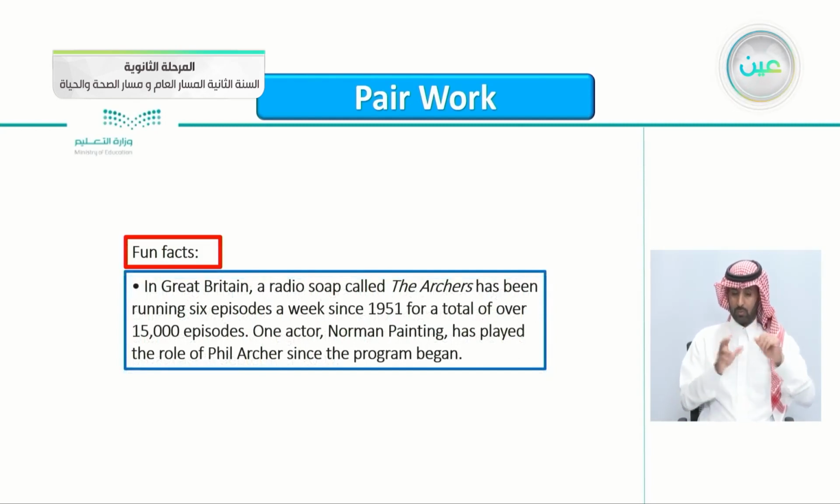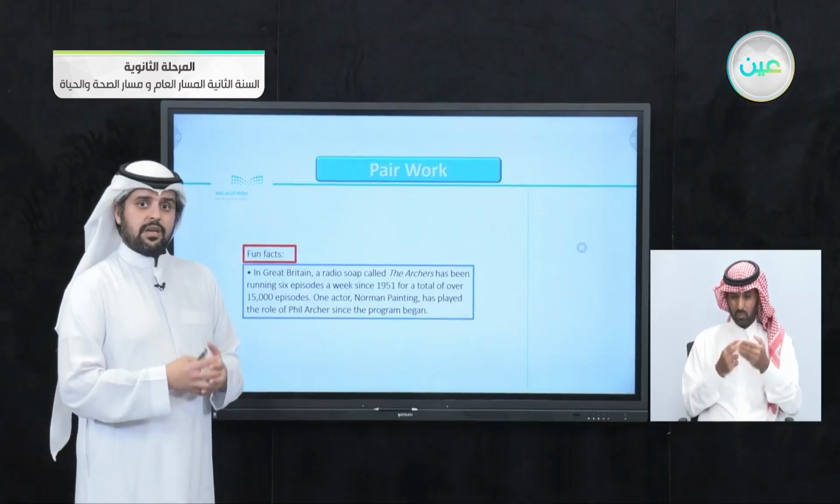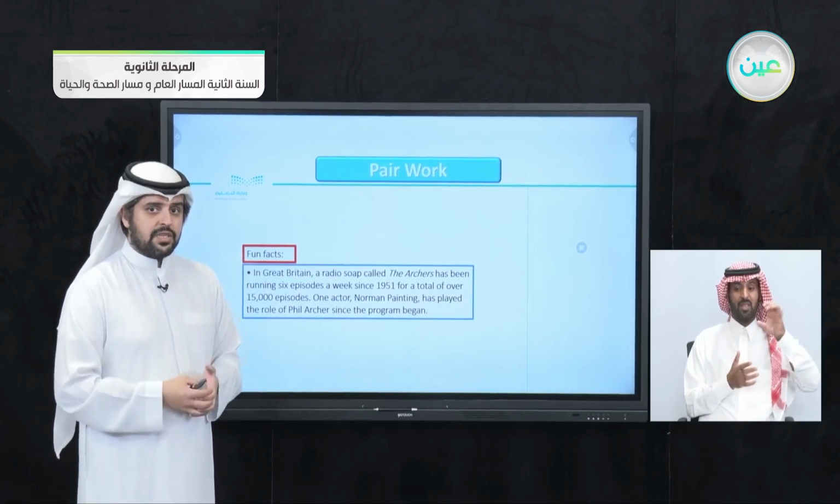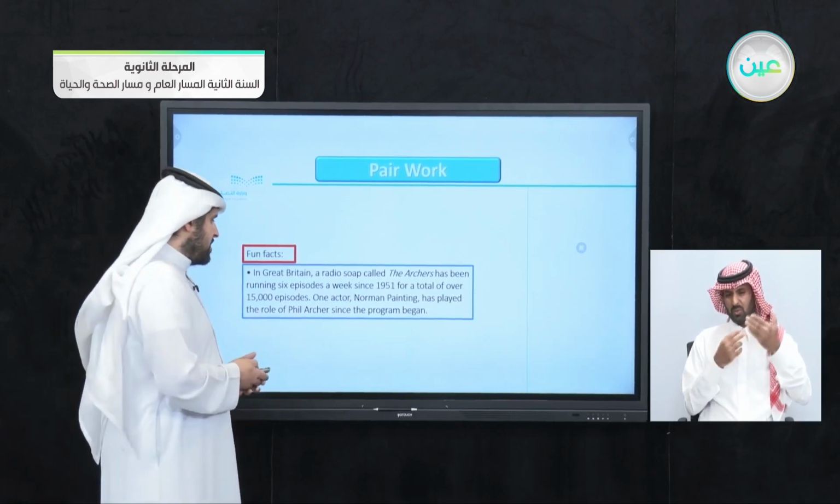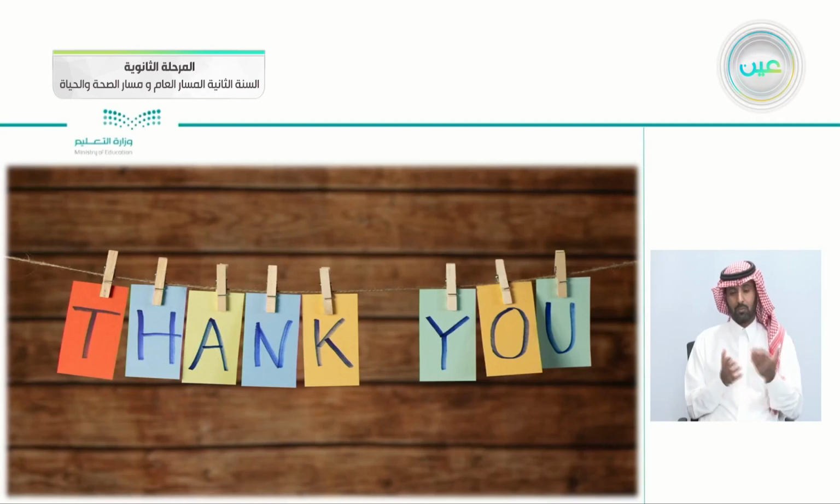Another fun fact here, in Great Britain, a radio soap called The Archers has been running 6 episodes a week since 1951 for a total of over 15,000 episodes. One actor, Norman Painting, has played the role of Phil Archer since the program began. Can you watch this TV series of 15,000 episodes? It's up to you. And with that, we reach the end of this lesson.